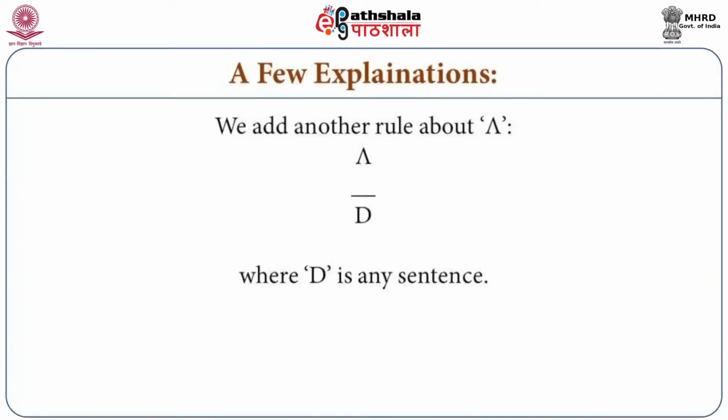There is another function of this lambda which has not been explained in any of the modules before or so far, even in this module. Given an absurd sentence, we can derive anything. So here the symbol lambda, then we infer D. D is any sentence, true or false. In other words, from an absurd sentence, we can infer anything whatsoever, true or false sentences.